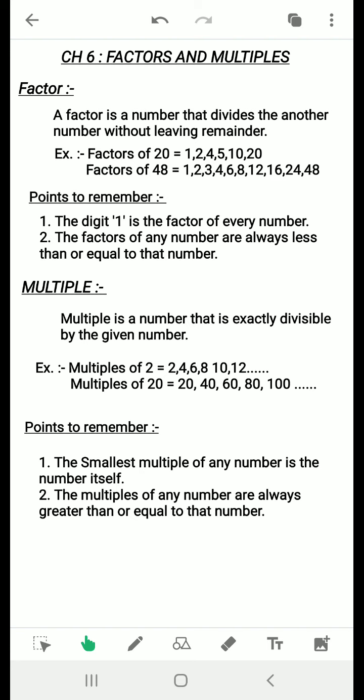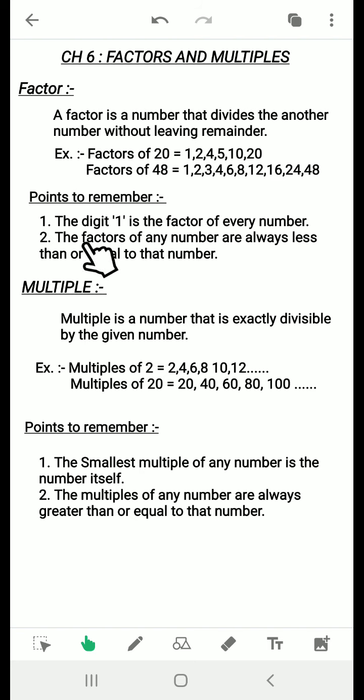And what are the points to remember when we try to understand factors? The digit 1 is a factor of every number, because 1 can divide all the numbers. 1 ones are 1, 1 twos are 2, 1 threes are 3. All the numbers are divisible by 1. So 1 is a factor of every number.